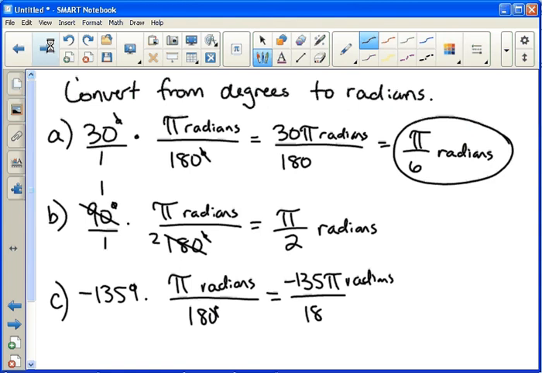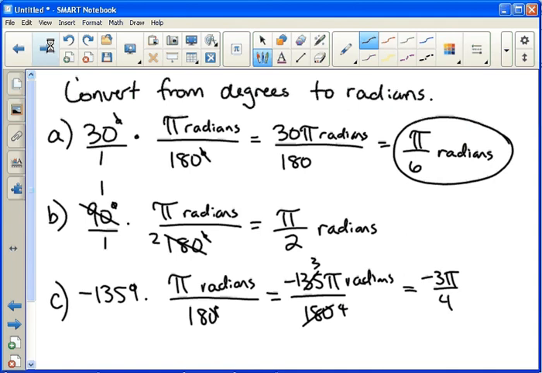Alright, so we need to think about what these are divisible by. I think they're both divisible by 15, if I'm not mistaken. Actually, 45. They're both divisible by 45. So that would become 4, and that would become 3. So we get negative 3 pi over 4 radians.